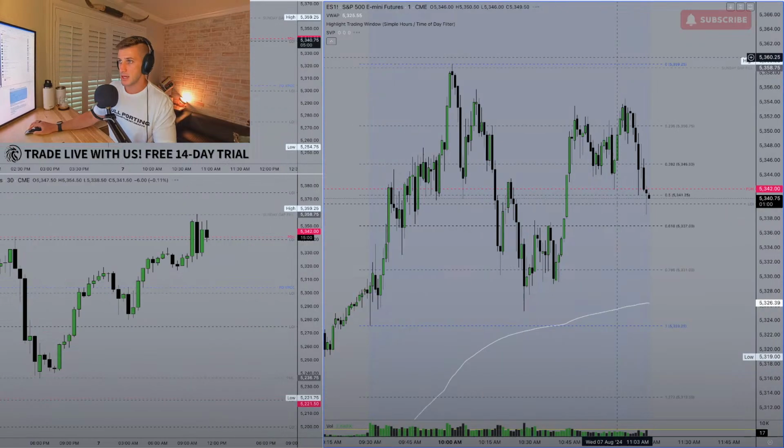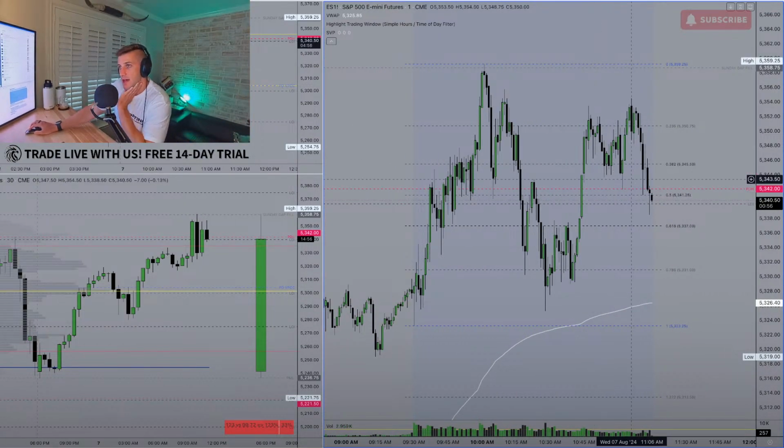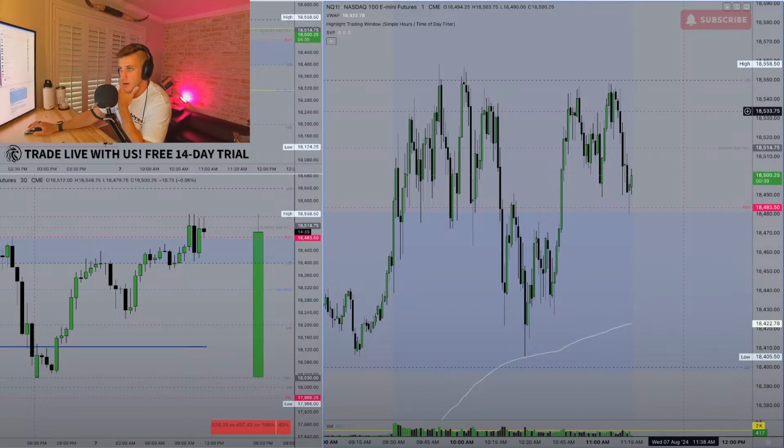Let's take a look at ES. So still here, following that bounce off the prior day high, it did not retest the session highs, which is significant in my opinion. Not a good sign for buyers. So don't love the action here in ES. Personally, think NQ is trading a bit cleaner.